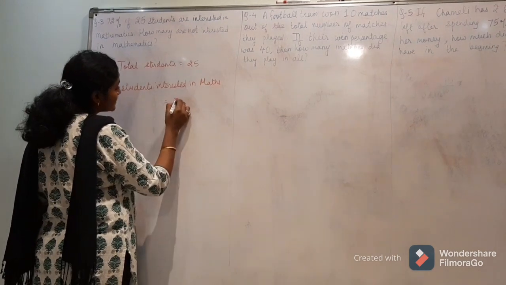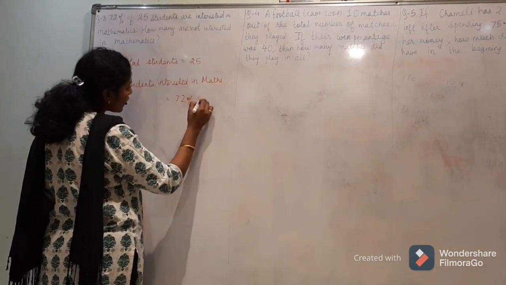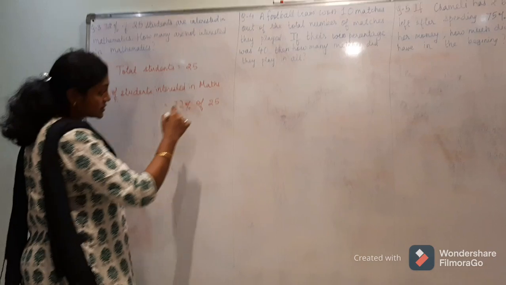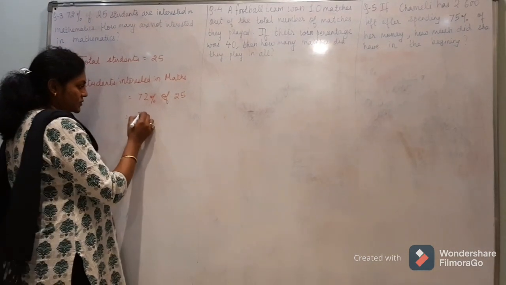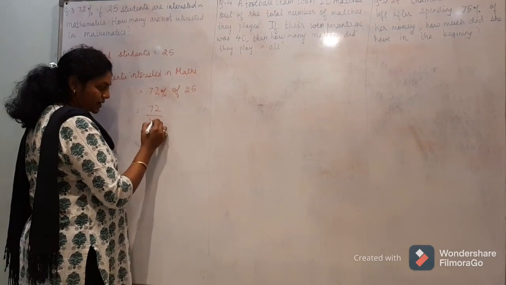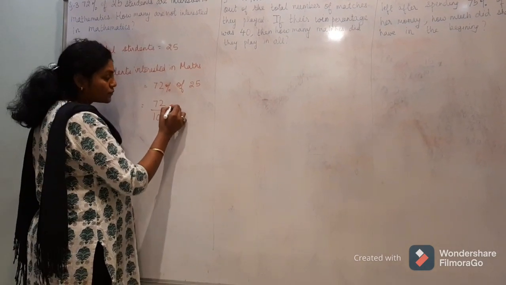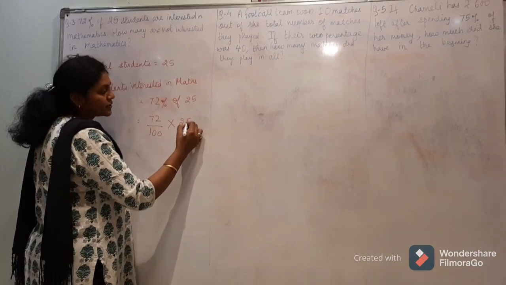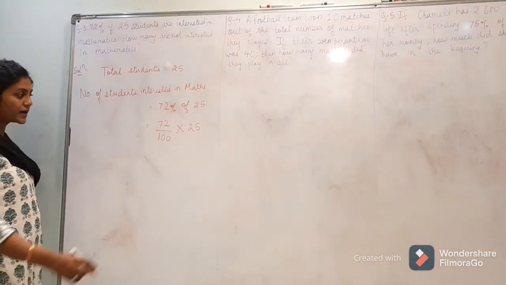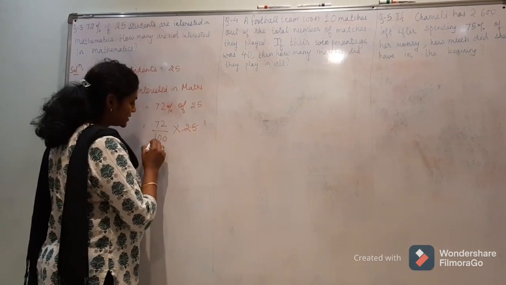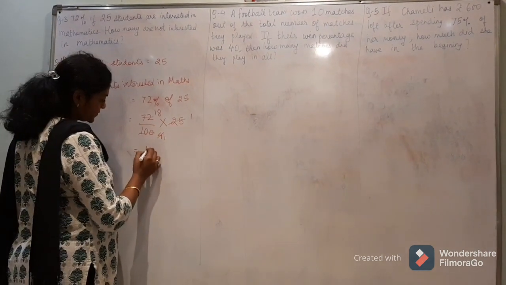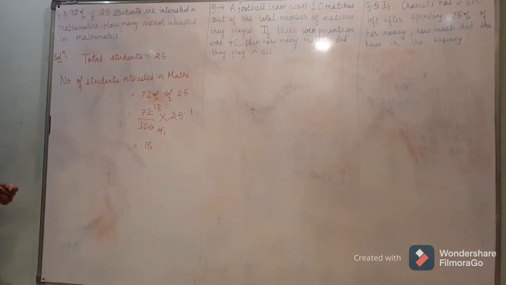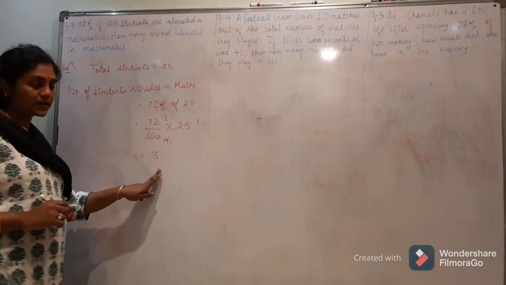So that is 72% of 25. Now this "of" operator you have learned in class 7. Percent means divide by 100. Of means multiply. 25 1/4s are 18. So the number of students interested in maths is 18.